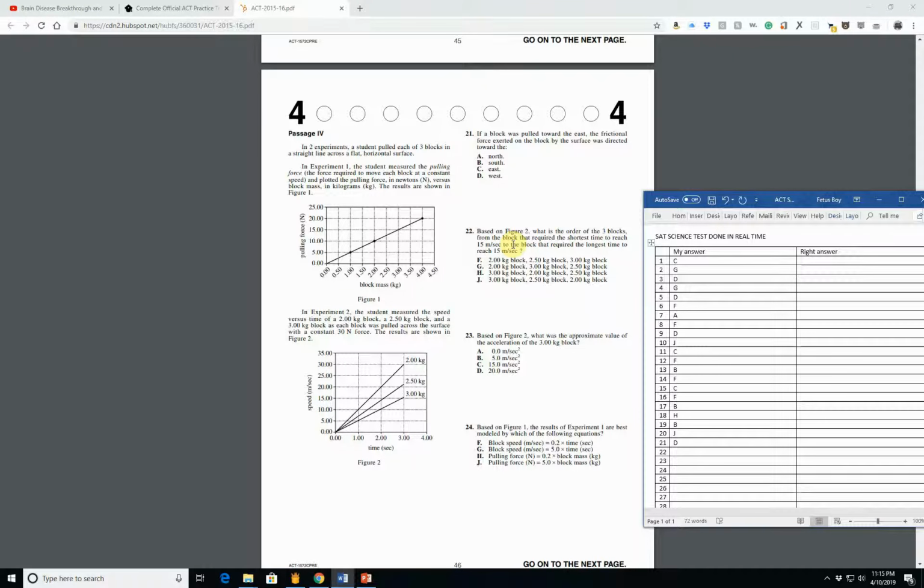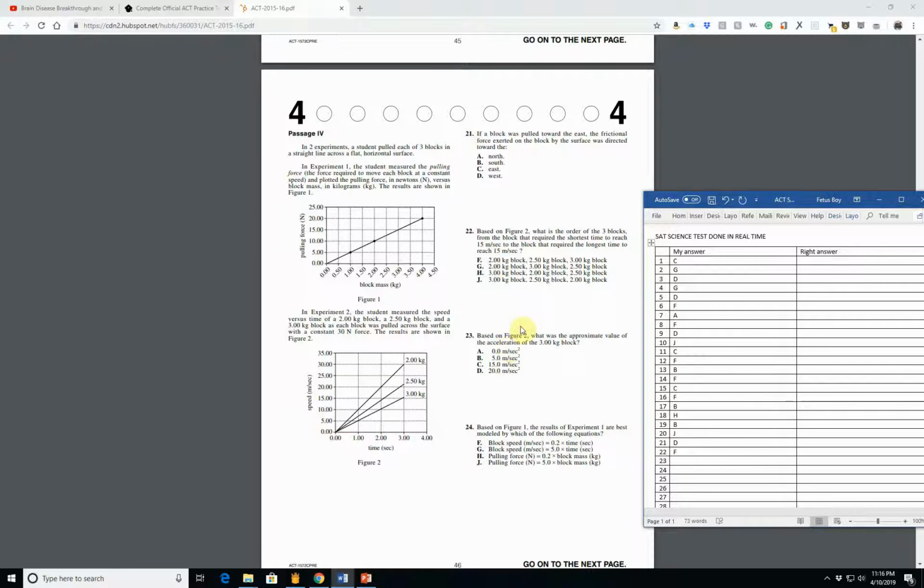Okay, 22, based on figure 2, what is the order of the 3 blocks from the block that requires the shortest time to reach 15 meters per second? So the 2 kilogram block required the longest time to reach 15 meters per second. So from the shortest to the longest, exactly as you would think. The heaviest one takes the longest, the lightest one takes the shortest. So F. Alright, not terribly hard.